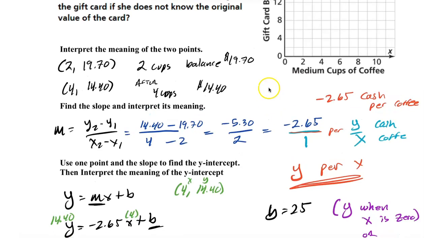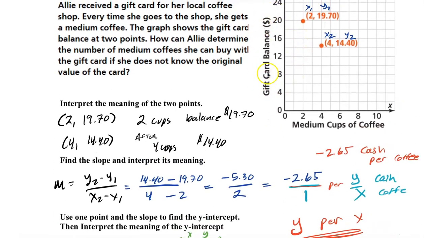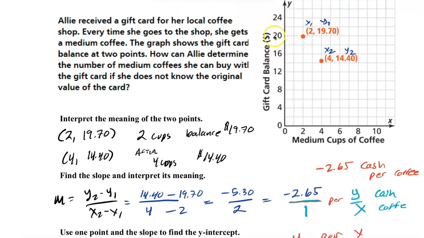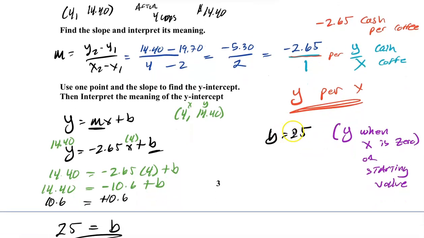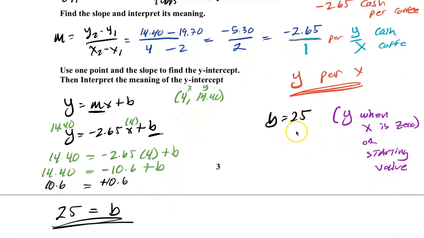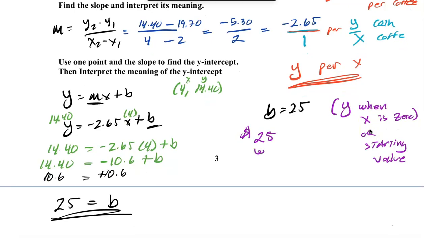So in this context, what is that? That's our gift card. Our starting gift card balance was 25 bucks. You could think about it as how much money I had on my gift card when I had 0 cups of coffee. So either way, it kind of works. So when you think about what the y-intercept means, it's either the starting value of what you're talking about, the y value, or it's the y value when x is 0. So in this case, we started with the cash balance of $25, the original value of the gift card. And that's the lesson.